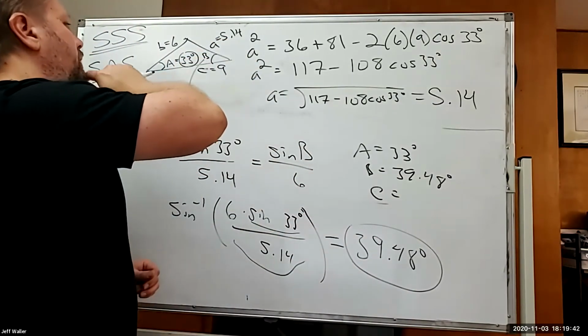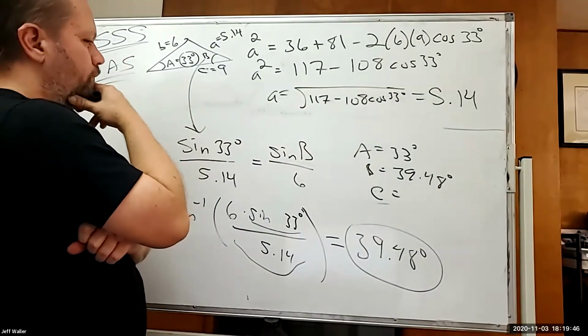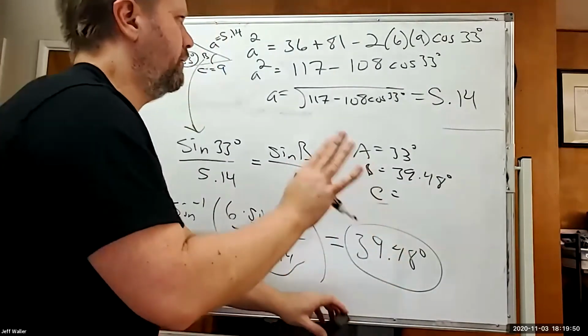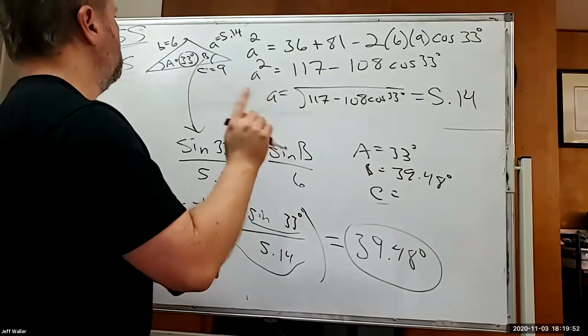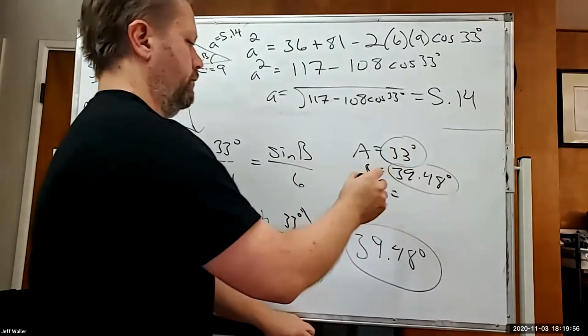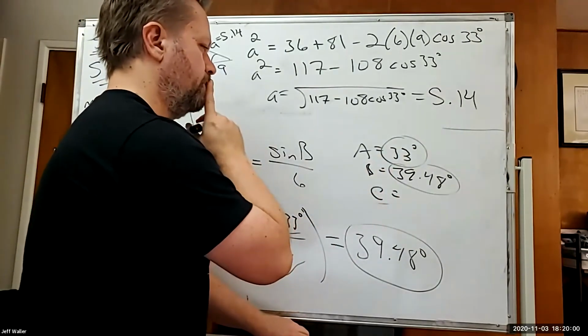Well, that sucks. See, that's why I don't like using law of sines. Now I'm curious. Everybody hold on to that. Everybody hold on. This is the answer that makes sense because it's a little bit bigger than A. So I'm pretty sure the other one can't make any sense.